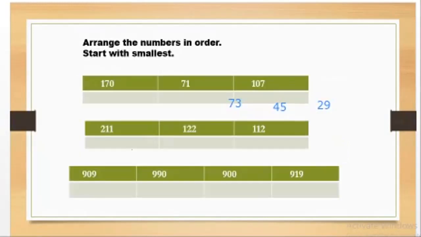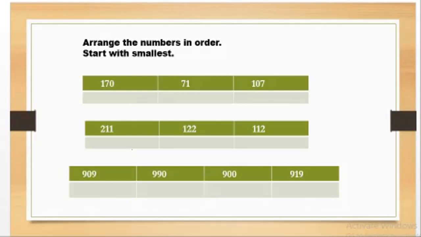Okay, as I previously told you, like in the classroom, I need to erase the board so I can easily fill it. Let's read the question. Arrange the numbers in order. Start with smallest. In this box, again, three-digit numbers are given, including hundreds as well. So be careful because all the digits are used: 170, 71, 107. So be careful while reading the numbers. Don't read the number wrongly. Read the number correctly. Then you can solve the question.